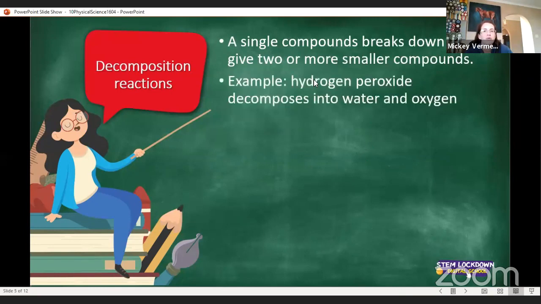So an example of a decomposition reaction is hydrogen peroxide. You know, the stuff that makes your hair go blonde. Well, it's not even blonde, it's like yellow. Okay, it strips the color. It decomposes, splits into water, we all know H2O, and oxygen. So I've got hydrogen peroxide, a big molecule, and it turns into water and oxygen.